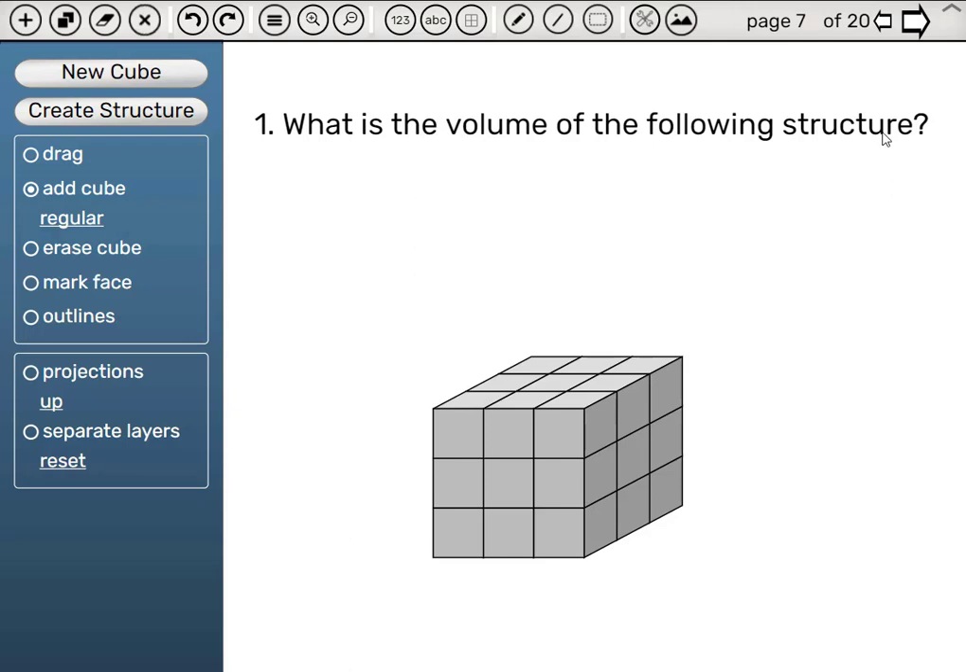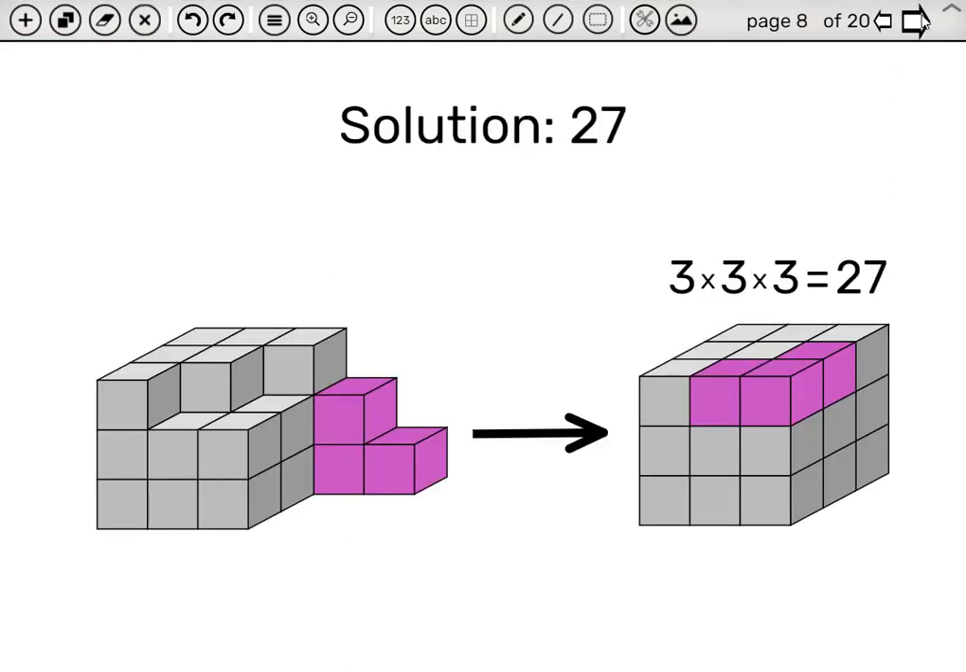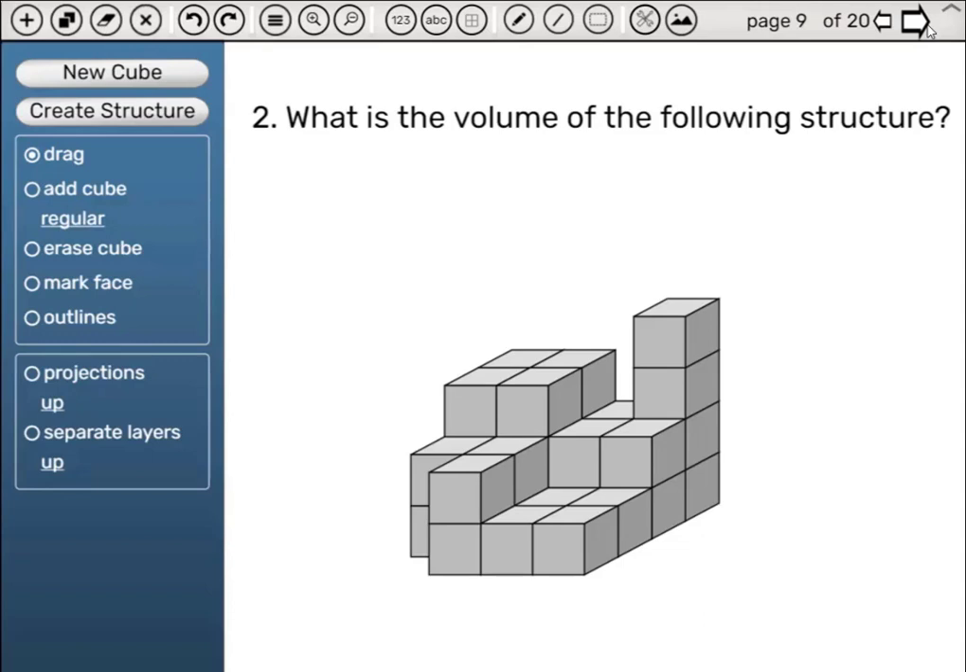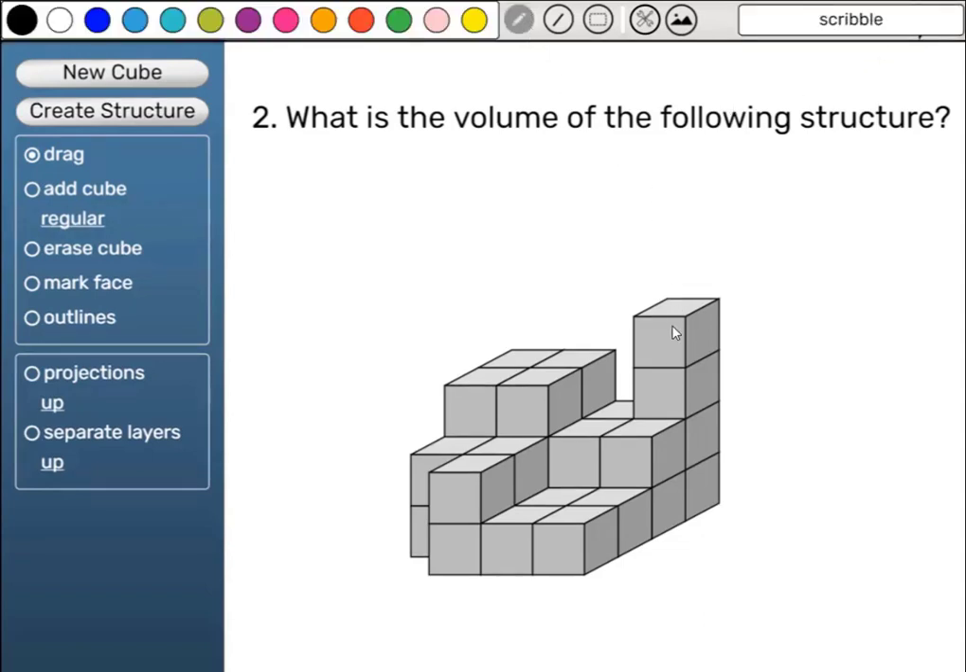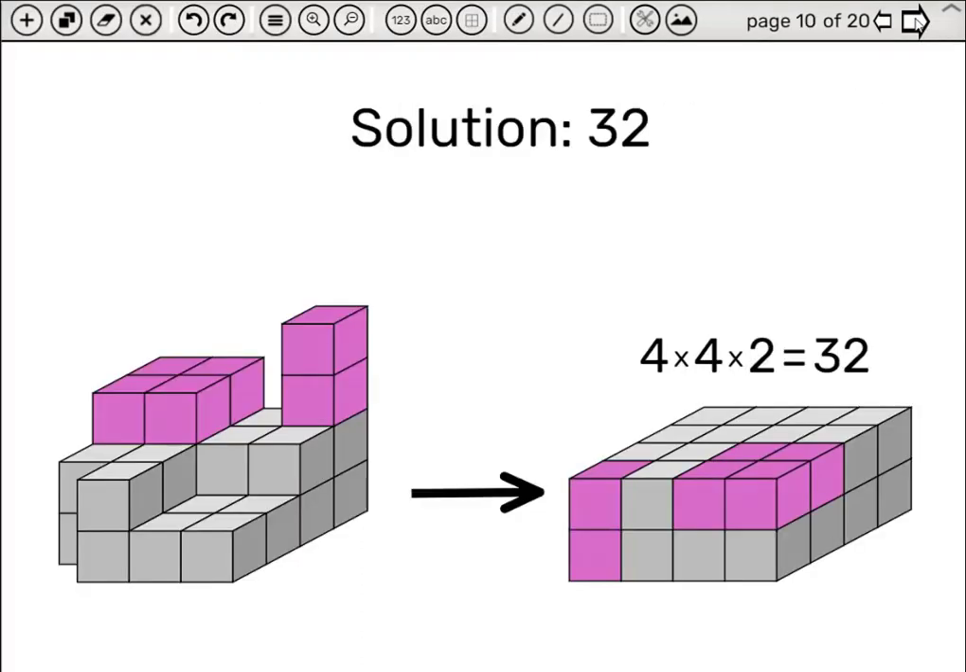We can see the solution on the next page. And here it is. We see how these 3 cubes are moved here. We continue to question number 2. Again, let the students give their answers. What we hope they see is that these 2 cubes can be moved here, and these 4 cubes can be moved here. We get this solution, a 4 by 4 by 2 structure, and the volume is 32 cubic units.